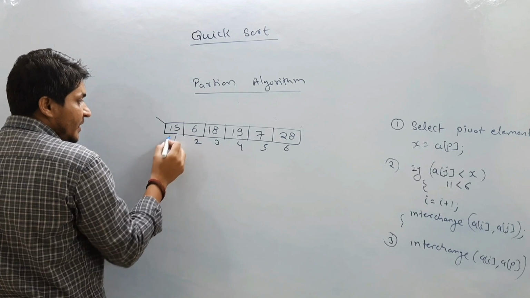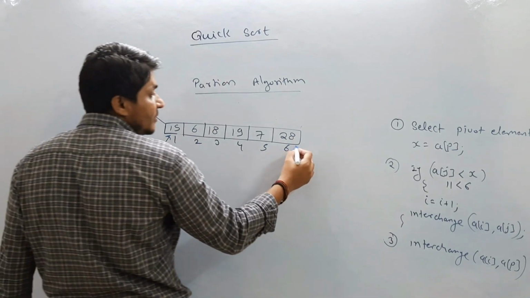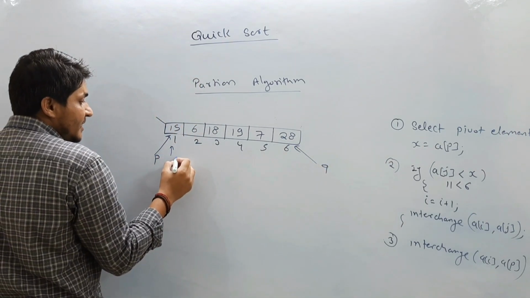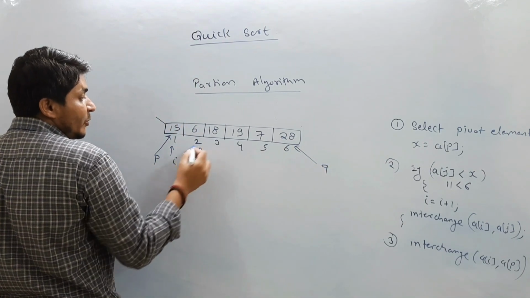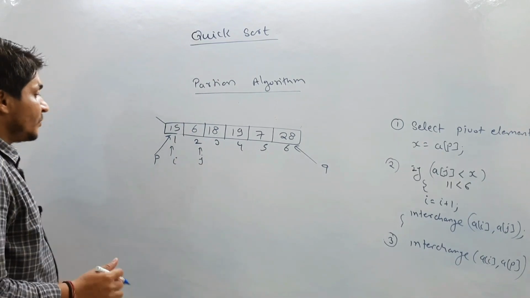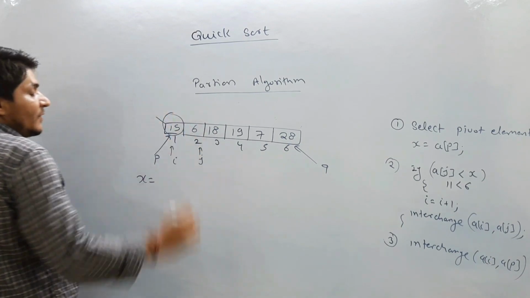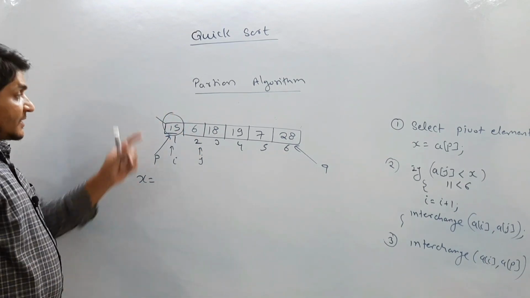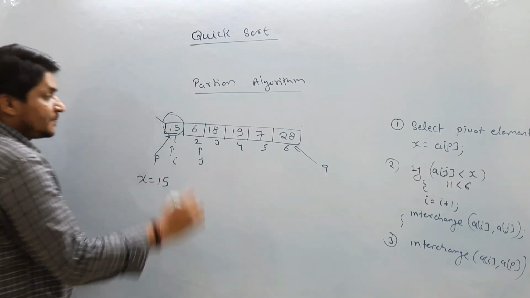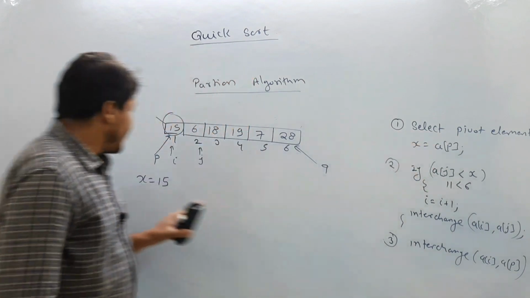So again I want to apply the partition algorithm. P is the starting index and Q is the last index, and I is another variable I need to take, and J will point to the next location, index number 2. Now in this case, what is the pivot element? I will assume the first element as the pivot element. So now my pivot element is 15. I have selected the pivot element which is 15 in this case.